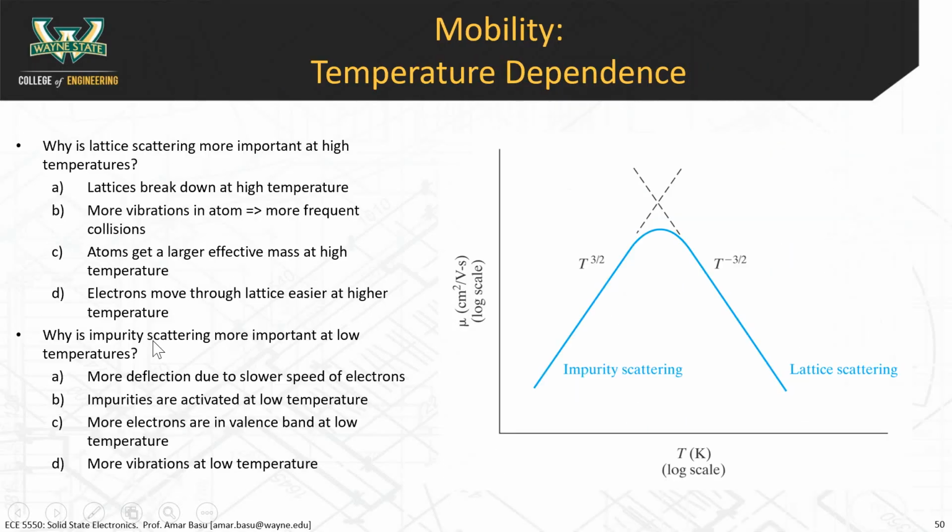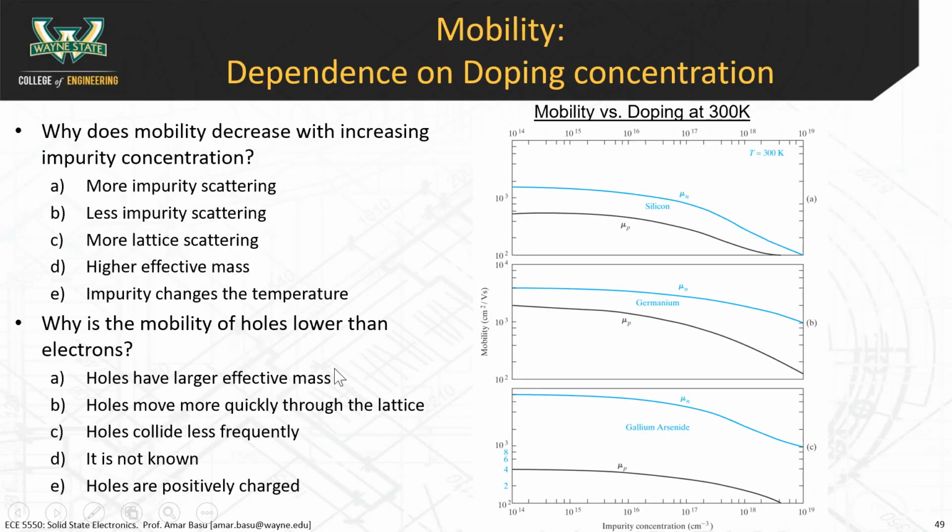Cool. It is worth it to go through a couple of these. Holes have a larger effective mass. That is true, right? Holes move more quickly through the lattice. No. That's false, right? It has lower mobility, so it moves more slowly through the lattice. Holes collide less frequently. Fewer collisions. It's determined by both effective mass and the number of collisions, so this is a bit of a murky answer there. It is not known. Holes are positively charged. That's not the reason why the mobility is lower.